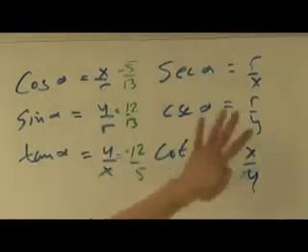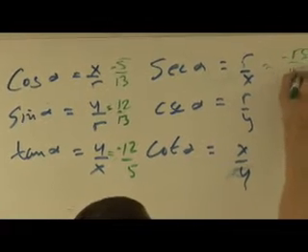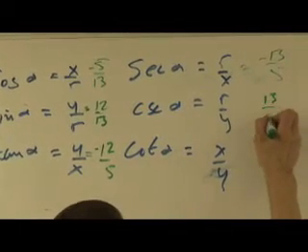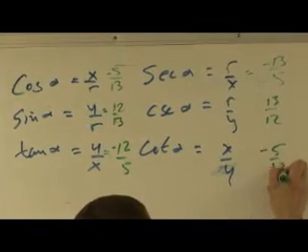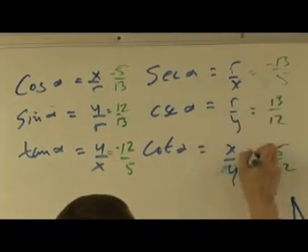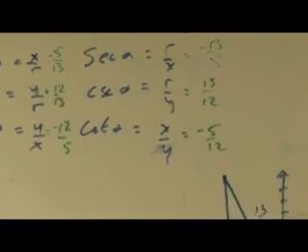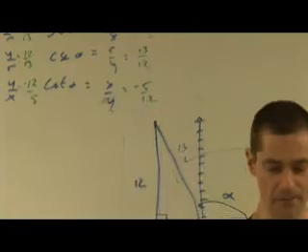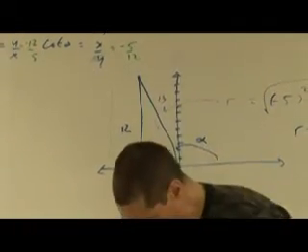Now that these are done, because it's just these upside down, this is negative 13/5. This is 13 over 12, and this is minus 5/12. That's all there is to it. Piece of cake. I mean, there's some memorization in what the definitions are, but that's about it.